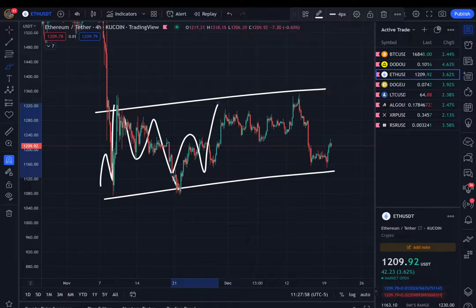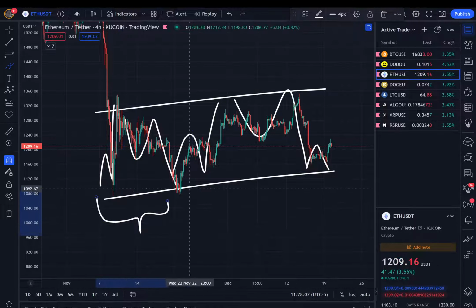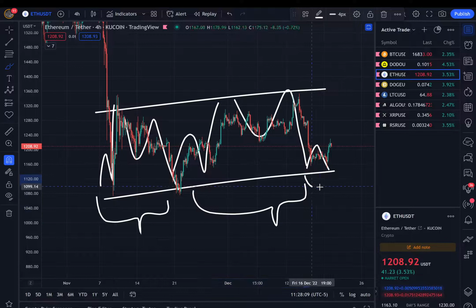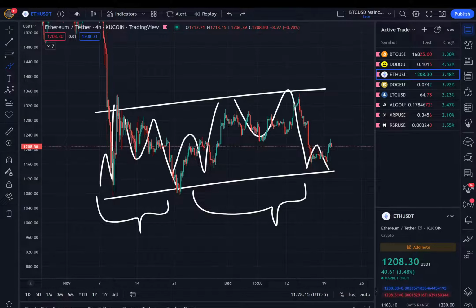I think something like this. Okay, I think that's the pivot. So I would say this is the first degree, this is the second degree, and this is the pivot. And this is your breakout. I think it's clear. It's more clear in Ethereum, okay?